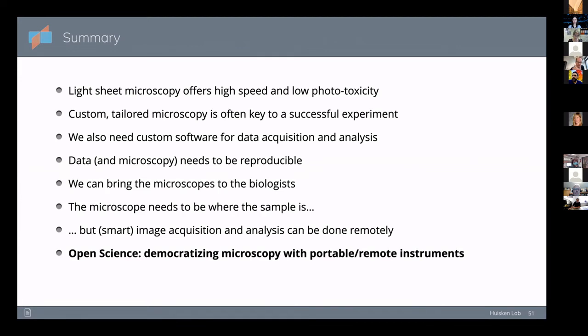So again, this is, I think, a great idea towards more open science, more reproducible science, because as soon as somebody has taken data on a Flamingo, somebody else could request the same experiment and reproduce the data that way.